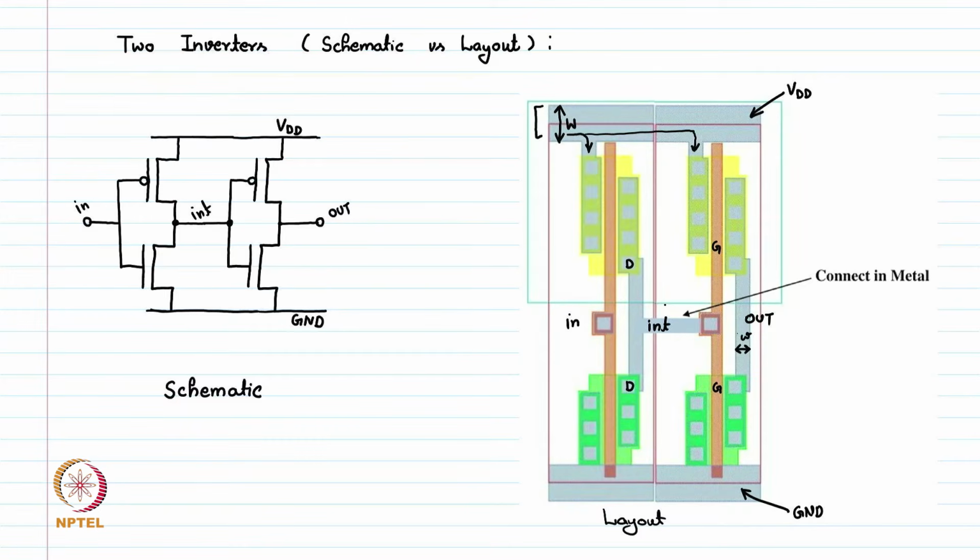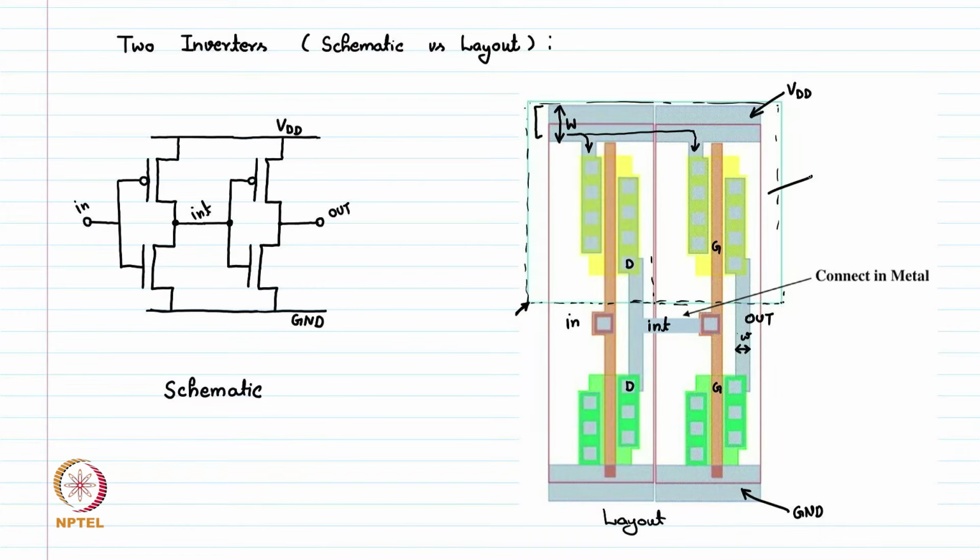So this is how a layout of two inverters looks when we connect them together. One more thing to note here: this well is not an individual well for each PMOS device. We have a common well. This well is not ending here, but it is extended up to here, and all the PMOS devices, whether we use 2 PMOS, 10 PMOS or 20 PMOS, are all sharing a single well.